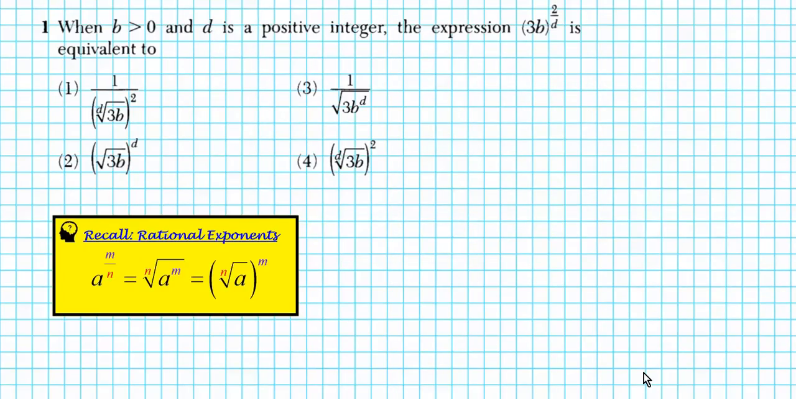Alright, let's take a look at question number 1. It reads, when b is greater than 0 and d is a positive integer, the expression 3b raised to the 2 over d is equivalent to.